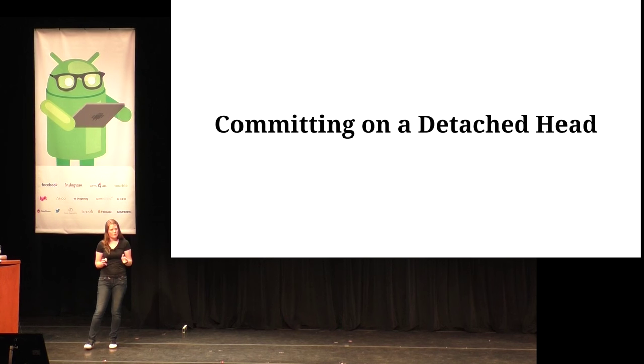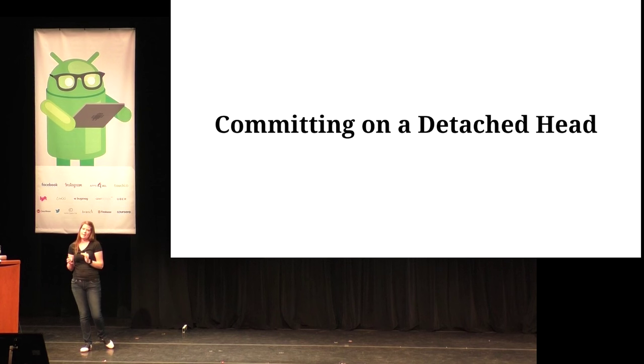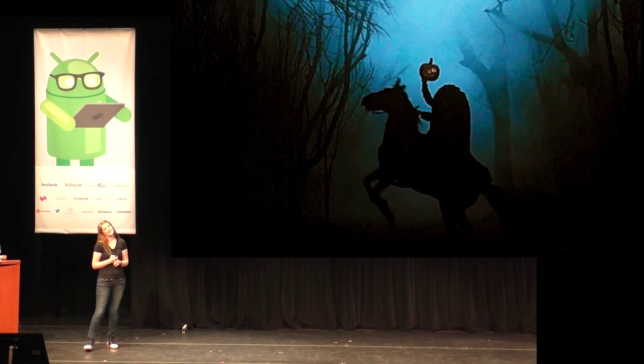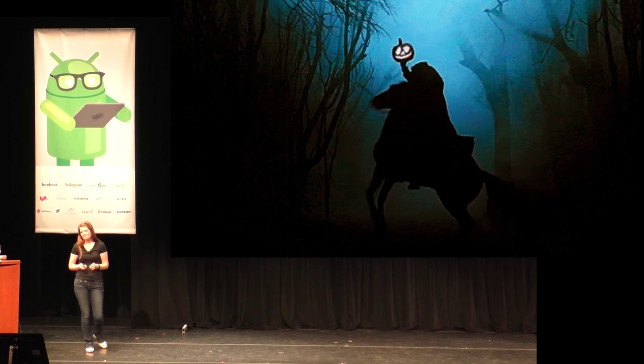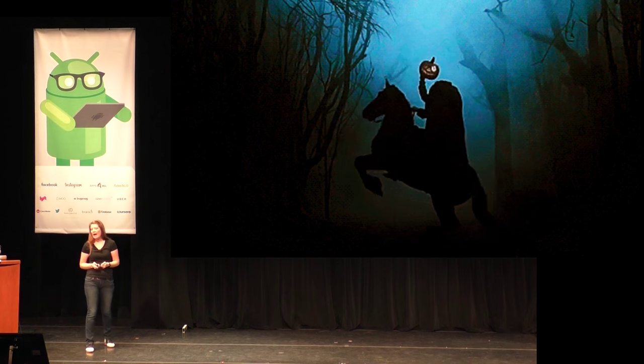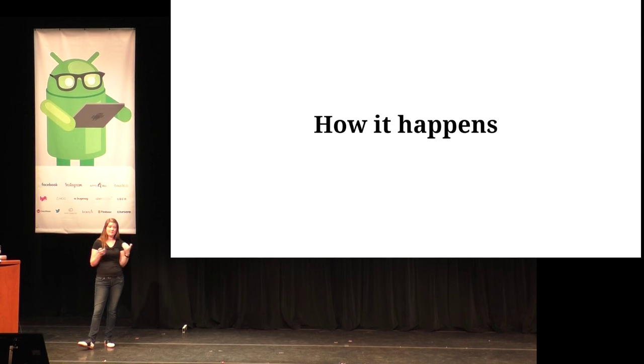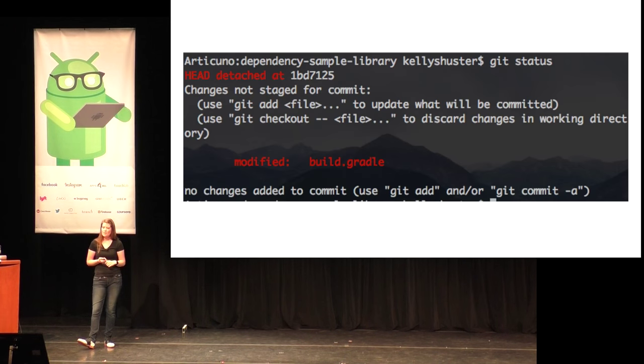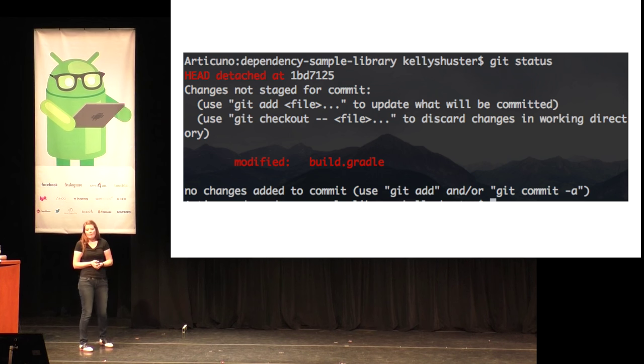So the number one reason that people don't like submodules is because they commit on a detached head. And yes, that is actually as scary as it sounds. So I'm going to show you how it happens and what you can do to fix that. As a level set, I ran git status, and I'm on a detached head at 1BD7, right there. And I've made some changes to my build.gradle file.